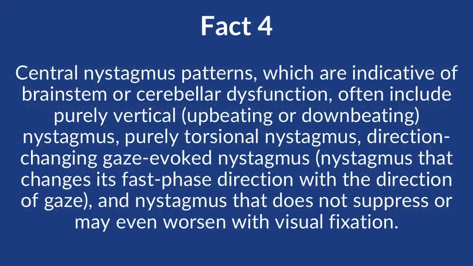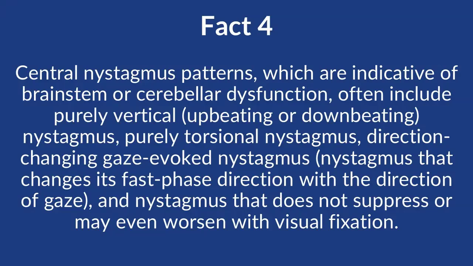Moving on to our fourth principle, we discuss central nystagmus patterns. These patterns are indicative of brainstem or cerebellar dysfunction. They often include purely vertical, meaning upbeating or downbeating nystagmus, purely torsional nystagmus, direction-changing gaze-evoked nystagmus, which means nystagmus that changes its fast phase direction with the direction of gaze, and nystagmus that does not suppress or may even worsen with visual fixation.